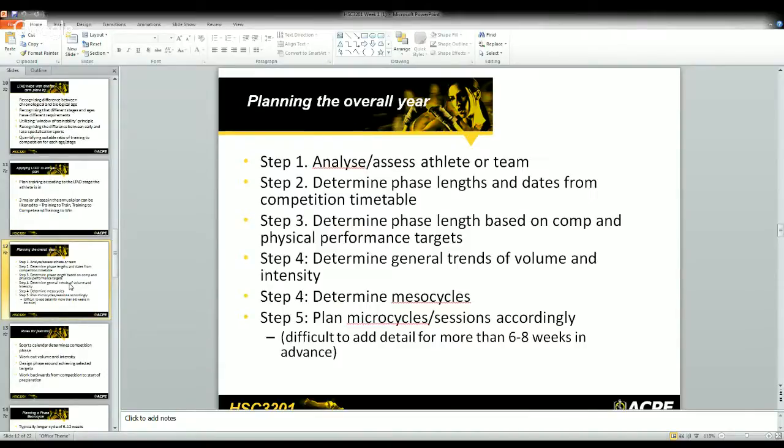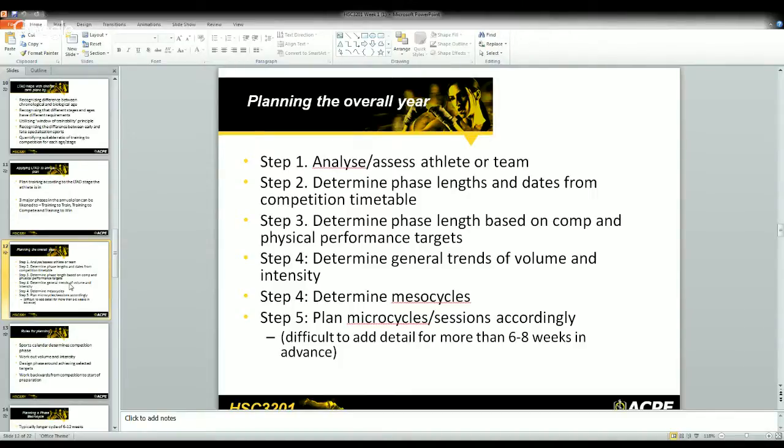Is it power? Is it endurance? And so you can sit there and identify. You can do your own studies on it or do your lit review and identify it, hence assessment task 1. So what is it? Then we go, all right, determine the phase lengths and dates from competition timetable.